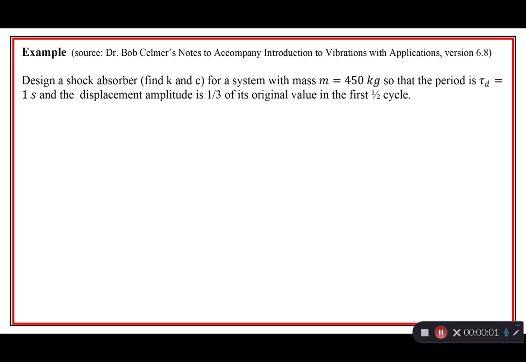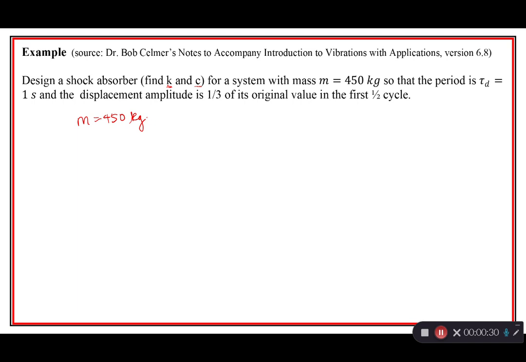Alright, so we're continuing on with week 4, and here's an example. This comes from Dr. Selmer's notes. So we have a design. Our goal here is to design a shock absorber, which by design we were going to find out the specifications for the stiffness and the damping constant for a system with a mass of 450 kilograms.